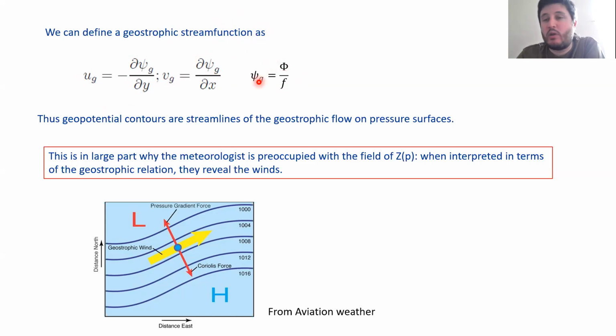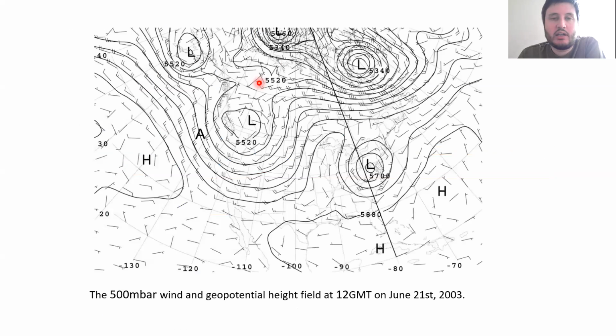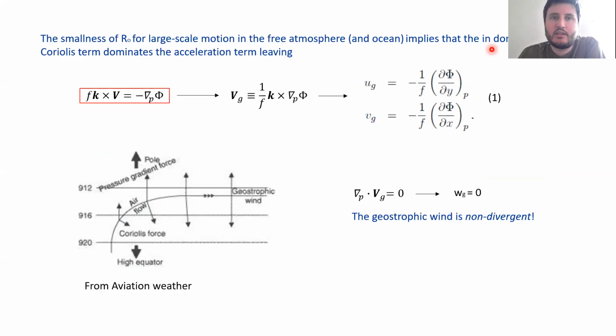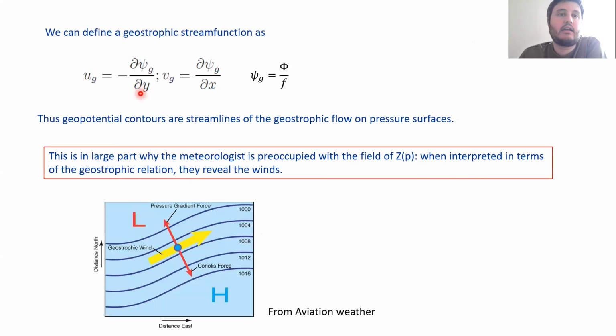And how do we define it? Well, just by looking at this equation in here, we see that the function whose partial derivative gives us the geostrophic velocity is just this. So basically, the stream function is the geopotential field scaled by the Coriolis parameter. Just keep that in mind.